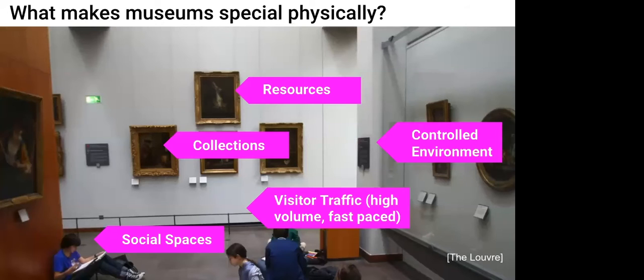Let's talk about museum environments. I'm going to move that bar so you can see my top bar, because that's where I put all my slide titles. So let's talk about what makes museums a special place physically, what's unique about the museum environment. This is a picture of the Louvre. Here are a couple of things to call out. They're social spaces. People come to museums to have a social experience with friends, family, peers, maybe even strangers, depending on the vibe you created.